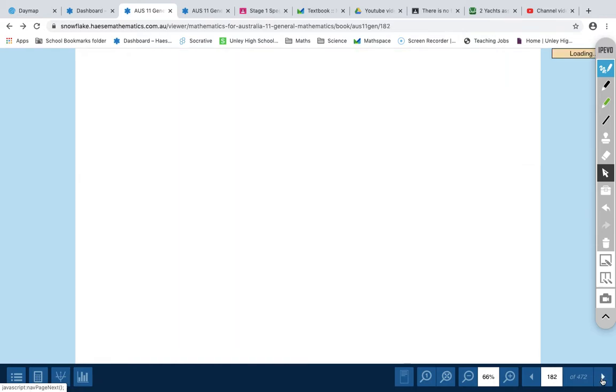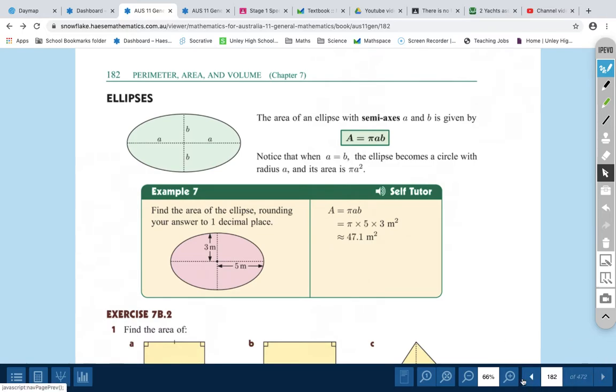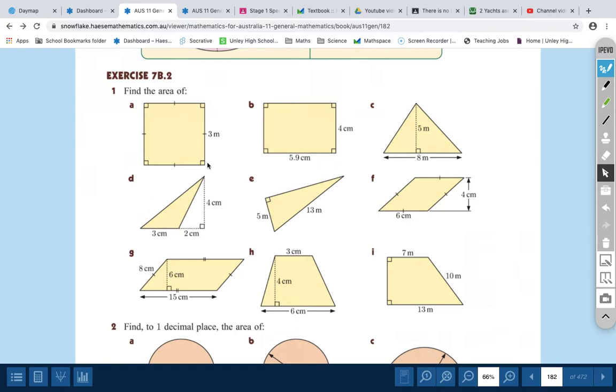So there's some examples. You've got all your shapes there. Let's have a look at some of these shapes. What's this? Square, all right? All those sides are equal. Rectangle, triangle. What do we got here?